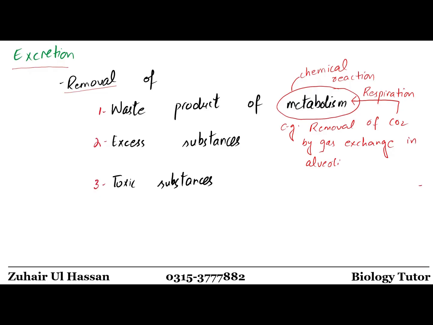The second thing that is also removed by excretion is excess substances. Examples of excess substances are water and mineral ions or salts present in the human body. These are removed by the process of excretion. The third is toxic substances, for example urea, which is produced in our liver, one of the organs of the human body, by the process of deamination. Urea is an example of a toxic substance, and these toxic substances are also removed by excretion. So removal of waste products of metabolism, excess substances and toxic substances is excretion.